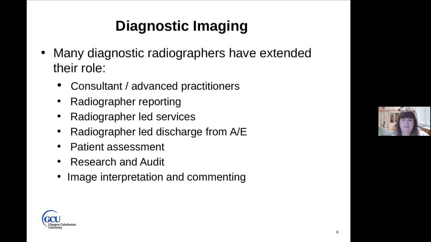And as I said, image interpretation and commenting is something there's a big driver behind. There was guidance published from the Society of Radiographers about 10 years ago now, saying that all pre-registration, so first entry radiographers, as you qualify, should be able to provide a preliminary clinical evaluation on an image. So in other words, provide a comment as to whether you think it's normal or not. So we certainly do quite a bit of work on that as well.